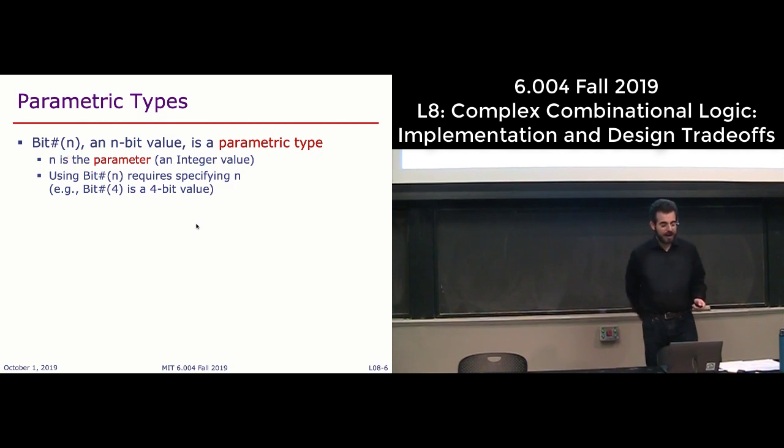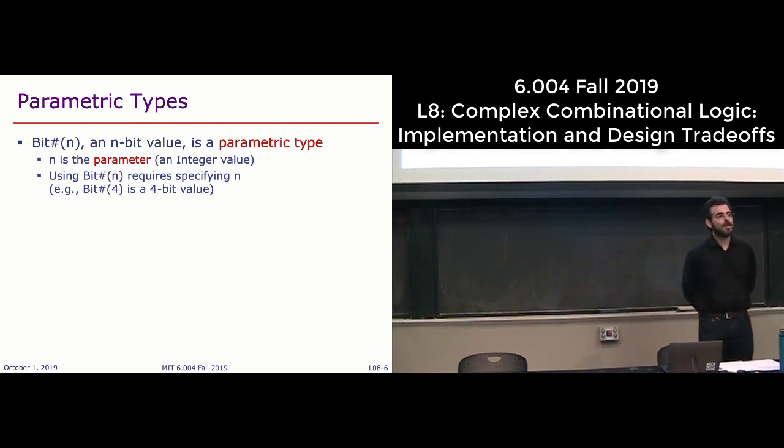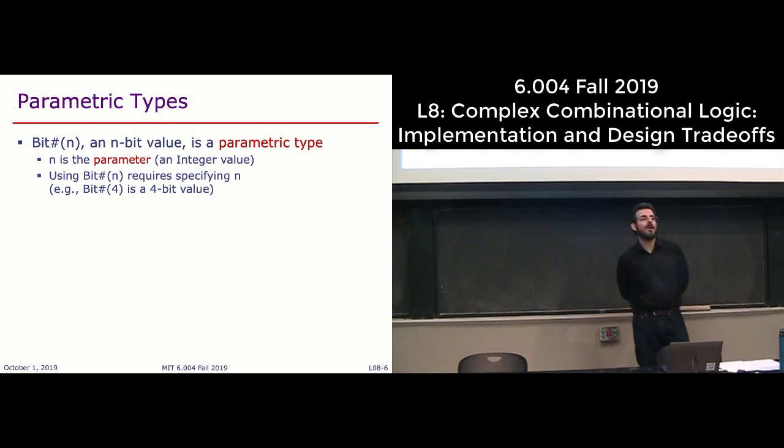So we said bit n is a type that represents an n-bit value. And this is a parametric type. What does it mean to be a parametric type? Well, it just means that it's a generic type. You cannot just go and use bit n in your circuit. In this case, n is what we call the parameter of this type. It's an integer, it's a number.